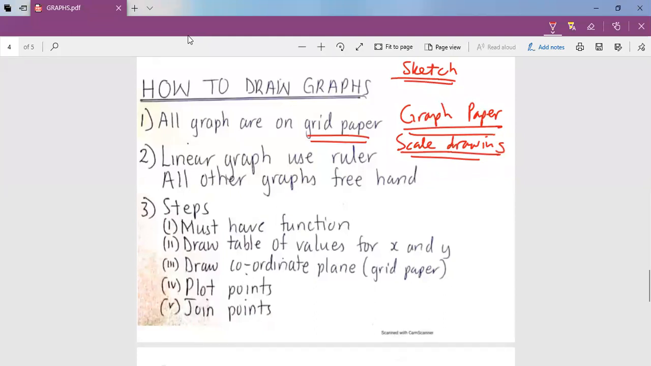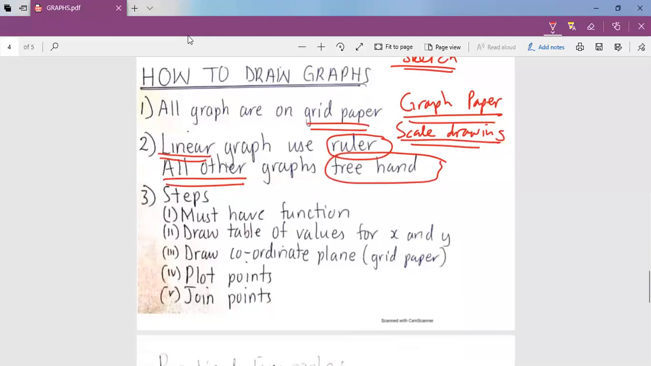Then number two, as I said before, for linear graph, we use ruler. And for all other graphs, we use freehand. Freehand, we shall see how we do that. Now, three is the steps that will make you draw the graph. Step one, you must have the function. For example, I must have x squared, that's a function. Or we can say y is equal to x squared. Step two, you must draw the table values. The table value is something like that. X, y. So maybe negative 2, 0, and positive 1. Then you use that equation to find the values of y on the table of value.